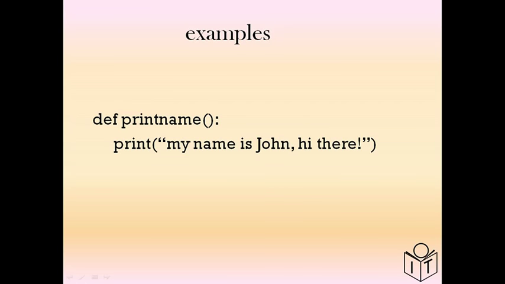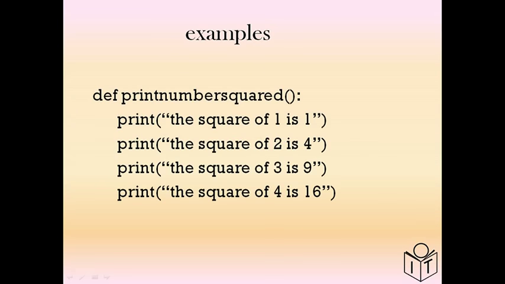Here's an example of a function. We've got the def, we've got the function name, printname, and inside the function we've got a print statement. So when we use this function, we call it, and then in this example it will print, my name is John, hi there. Here's another function. You can see that each line underneath has that indentation. So we can see we have 4 print statements and they're all part of this function called printnumbersquared.